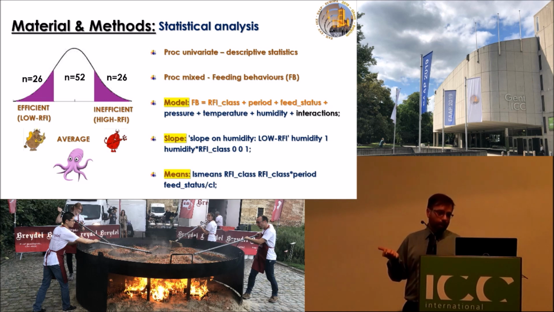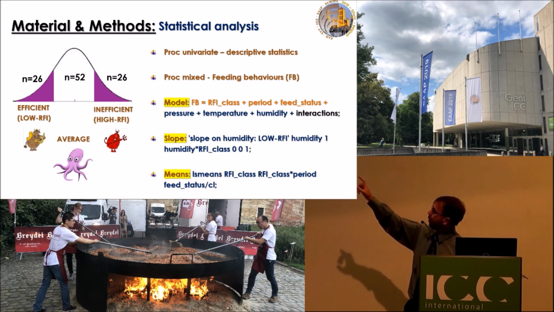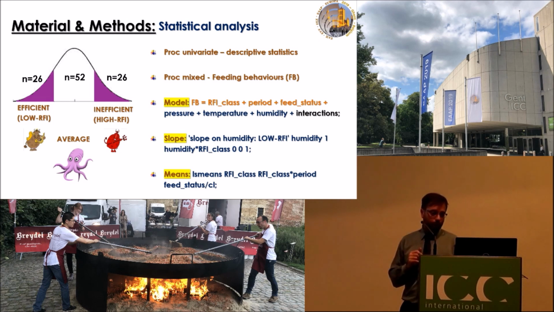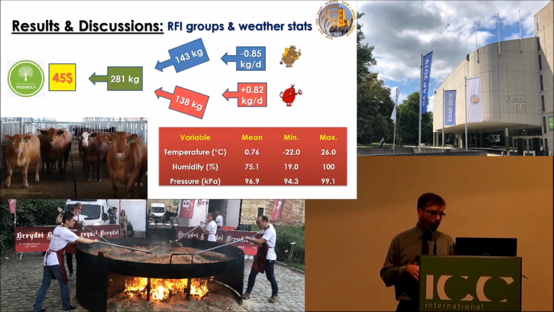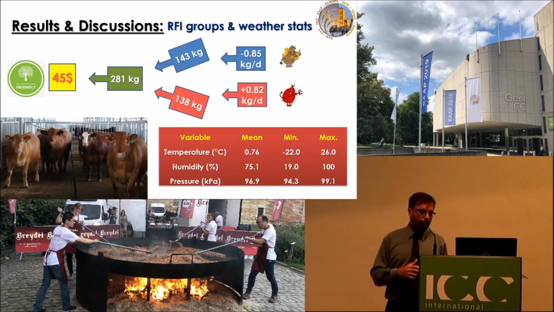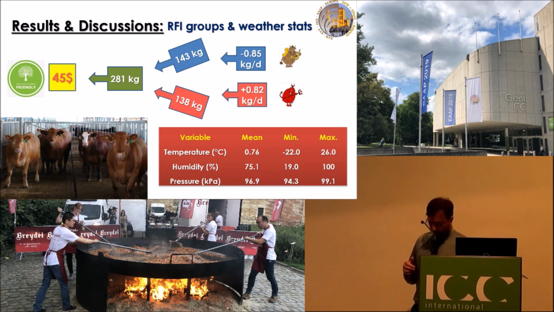And then when it comes to stats, we did a calculation of the descriptive stats, and then used the proper mixed model for evaluating the feeding behaviors. And our general model is quite simple. We have the class for feed efficiency, the period of the day, the feeding status, and then the continuous variables will be the temperature, pressure, humidity, and their respective interactions. We calculate the slopes for each of those classes of RFI, and also calculate the LS means for generating some bar graphs.